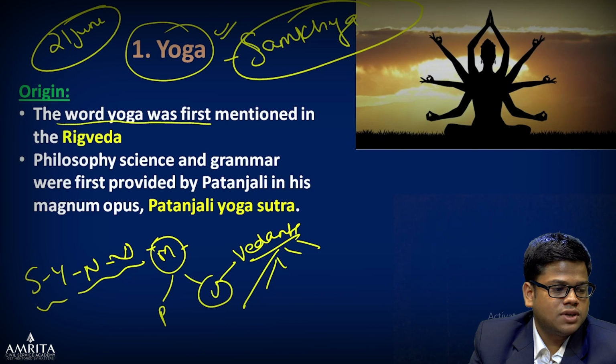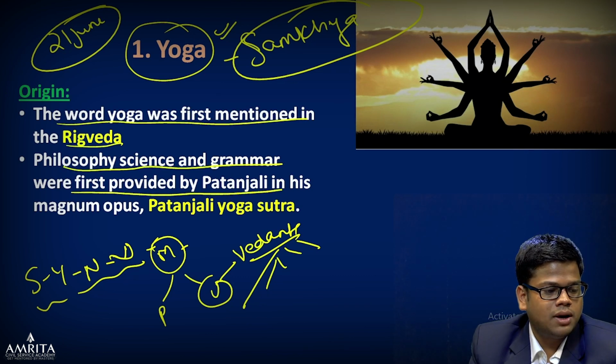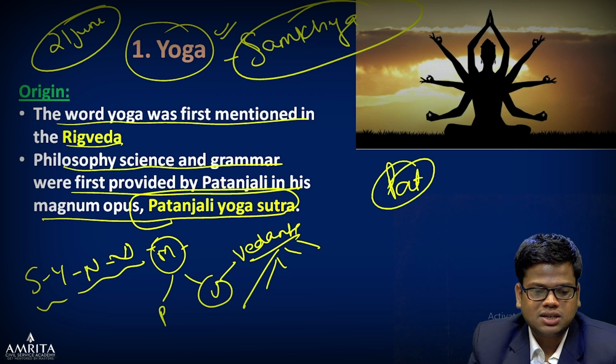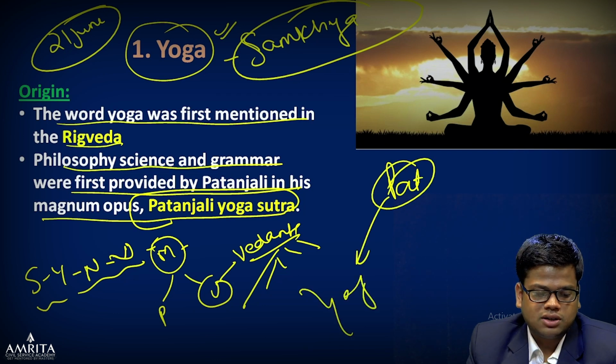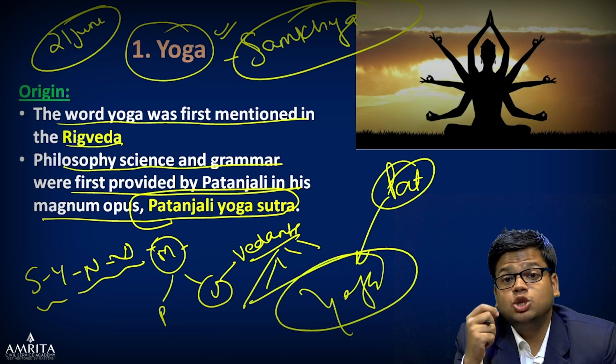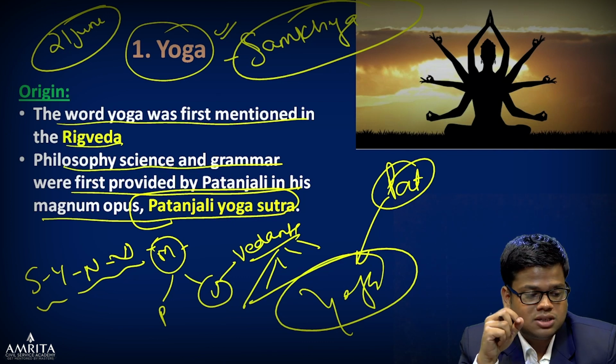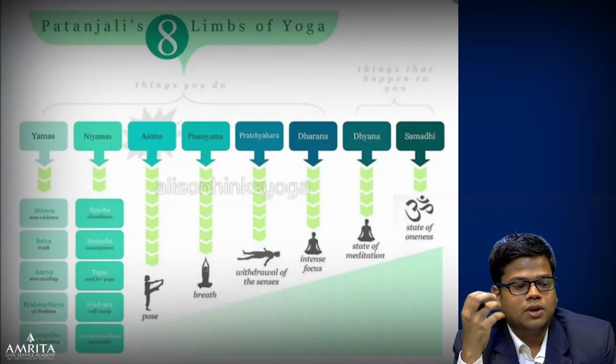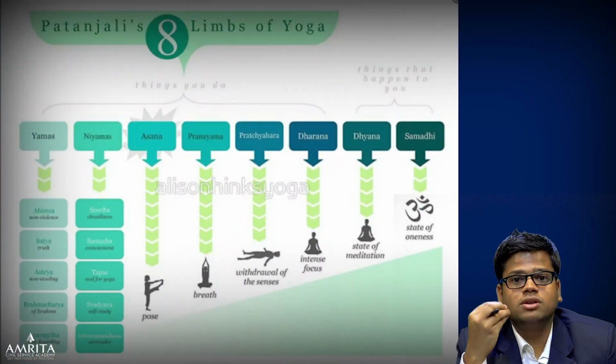The word yoga was first mentioned in the Rig Veda. The philosophy, science and grammar of yoga was first provided by Patanjali in his magnum opus, the Patanjali Yoga Sutra. That is why Patanjali is said to be the central name associated with yoga philosophy. In this Patanjali Yoga Sutra the steps of yoga are mentioned. Basically it has eightfold steps of yoga.